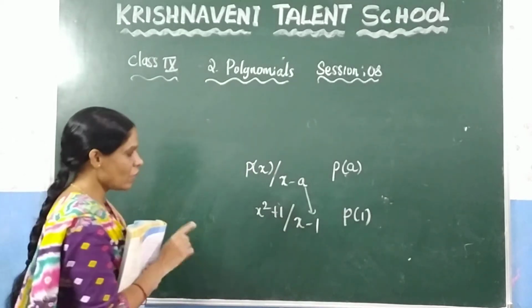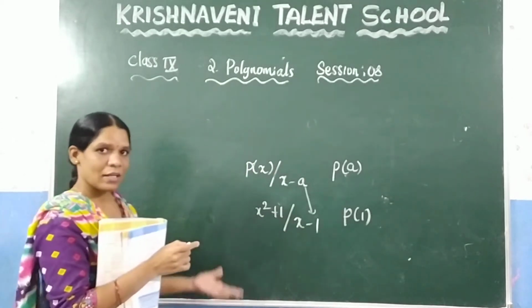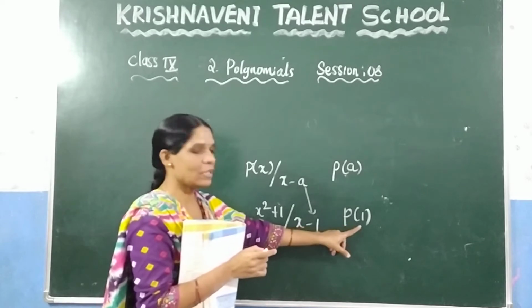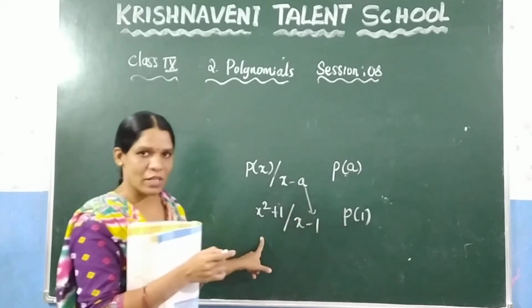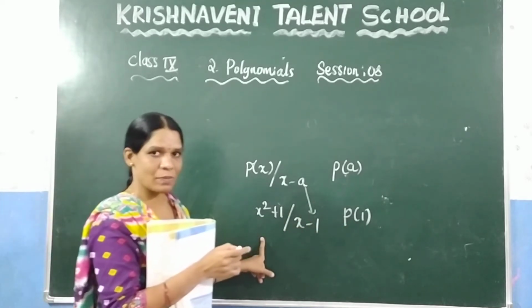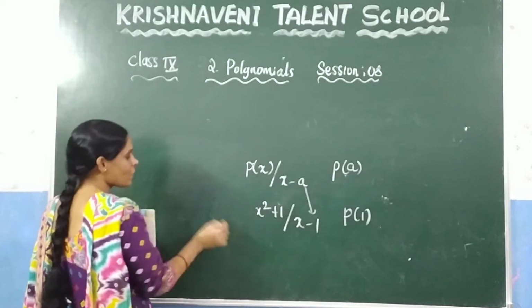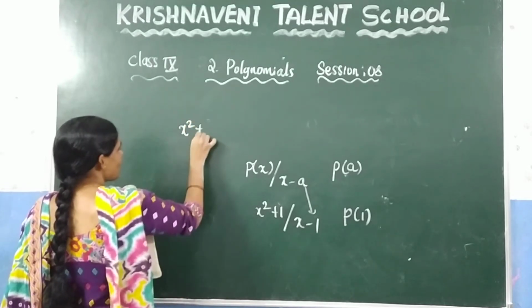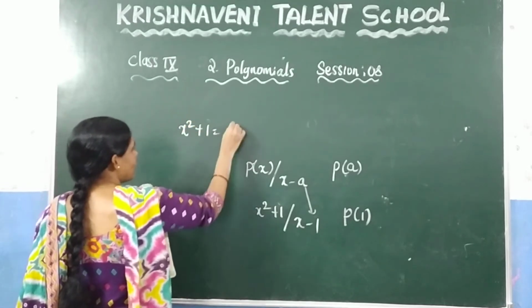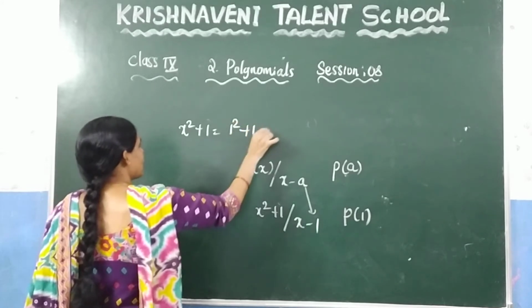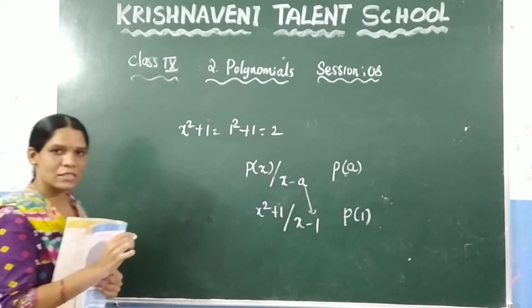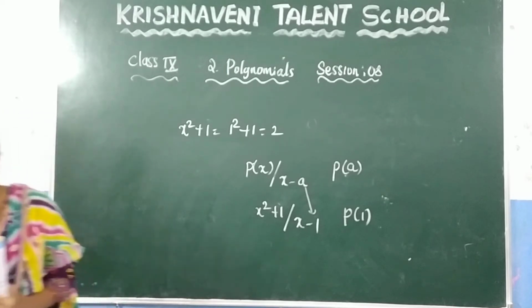So if p of 1 is the remainder, according to the remainder theorem, you can substitute 1 in place of x in the dividend so that you will get the remainder. So substitute here. The dividend is x squared plus 1. If you substitute 1 in place of x, you are getting 2. Like this you can find the remainder.